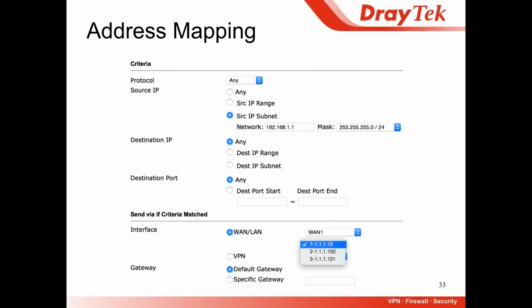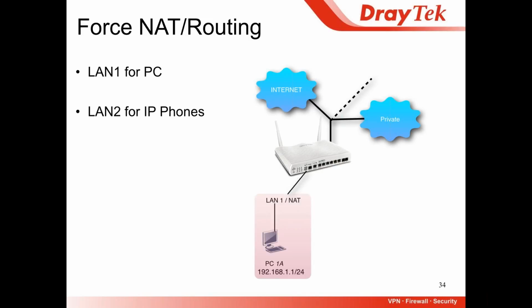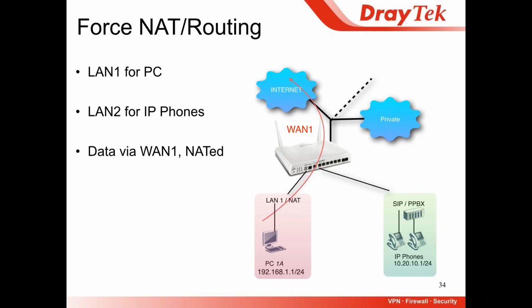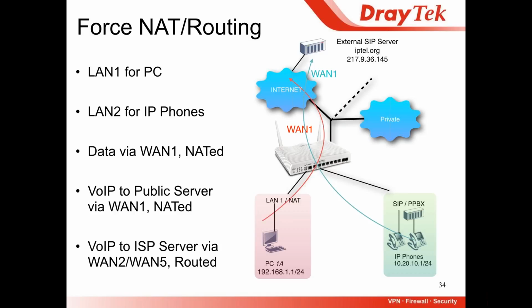About address mapping, if your ISP gives you more than one IP address, you can choose your IP here. I'll demo this part later. And also force NAT, force routing. Imagine you have two WANs. One is a NAT WAN and the other one is a routing WAN. You have LAN 1 for your PCs here. You have LAN 2 for your IP phones. Just for example, you want your traffic from your LAN 1 clients to go through WAN 1 and do NAT. And you want your VoIP to a public server to go through WAN 1 and also do NAT. The public server could be, for example, IPTel. At the same time, you want your VoIP to an ISP server or your private server to be sent through WAN 2 or WAN 5, and you want it to be routed. With route policy, we can achieve this.